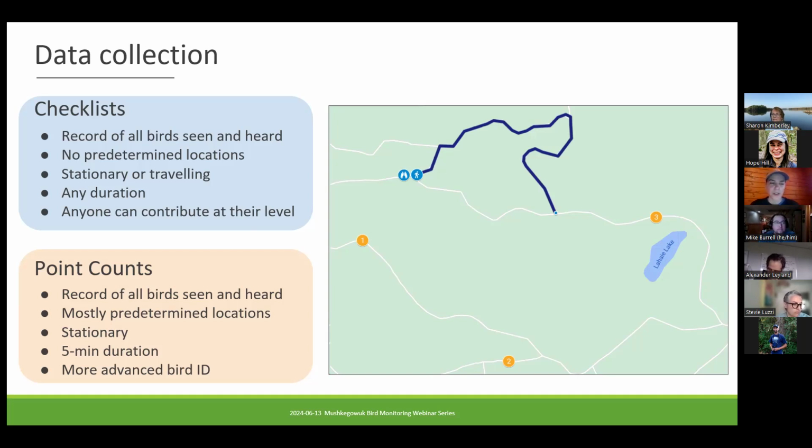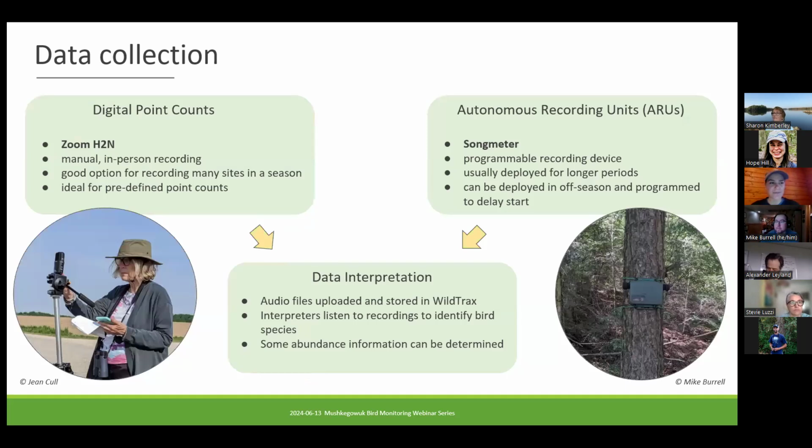So we'll go to the next slide and talk about some of that technology. So for the point counts, you can do digital point counts. So that's where you take a Zoom H2N, which is a little recording device, with you in the field to do your 5-minute point count. So it's a manual in-person recording. You take it to the point count station, you set it up, you wait the 5 minutes, and then you take it home with you. It's a really good option for recording many sites in a season, so you just take it from place to place, and it's great for predefined points.